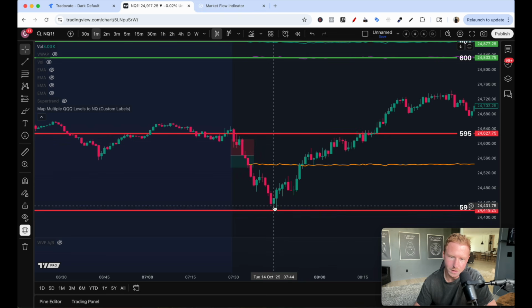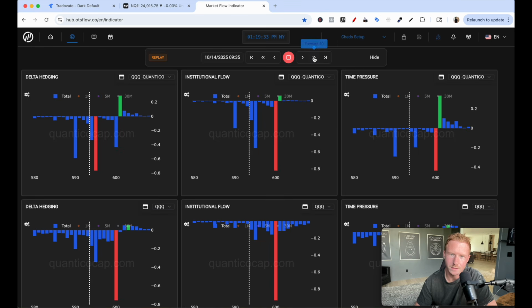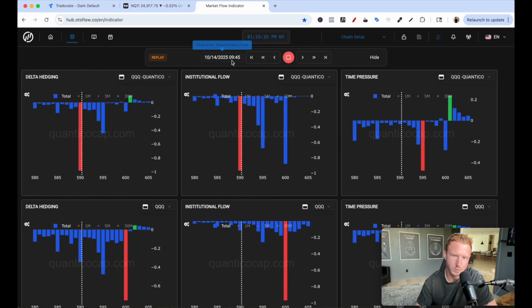Now, when we got to 590, that was at 9:44, right? We can see what the Greeks look like. Okay, we go forward 10 minutes. As you can see, 590 becomes the biggest red bar on delta hedging. There's no interest below, meaning this level has massive pressure to be support, right?